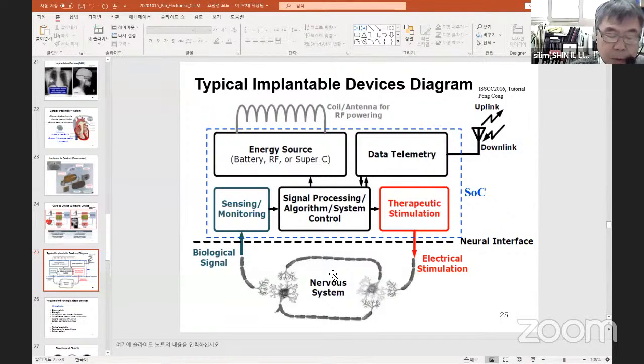We have to have a way to interface with the nervous system, both for sensing and for stimulation intervention. This part is mainly different from the block diagram of the biopotential measurement system in the previous slide. Between them is the signal processing for data analysis and system control, and it can be implemented in our SoC chip.